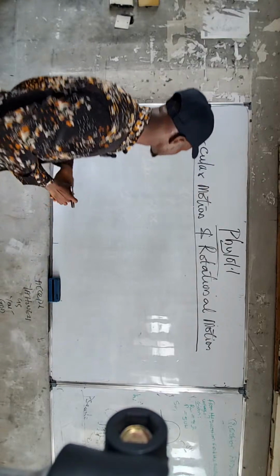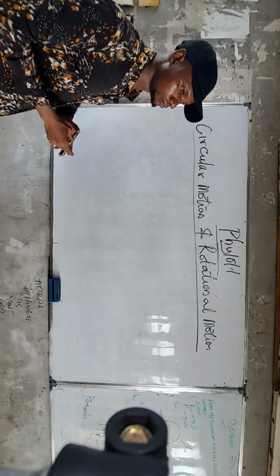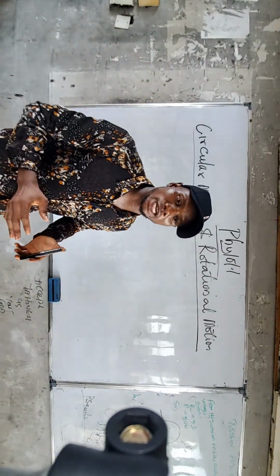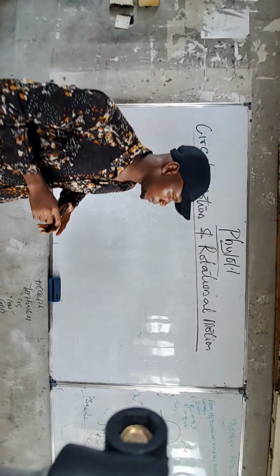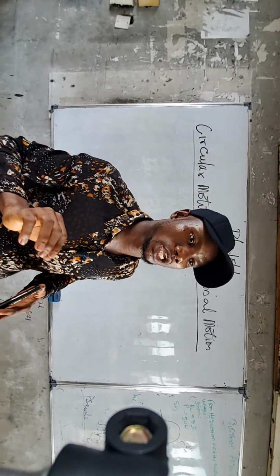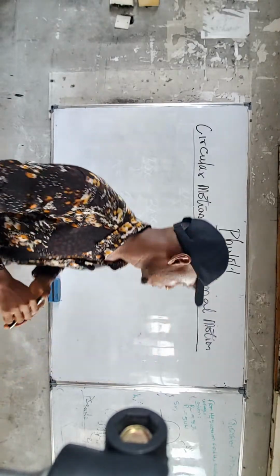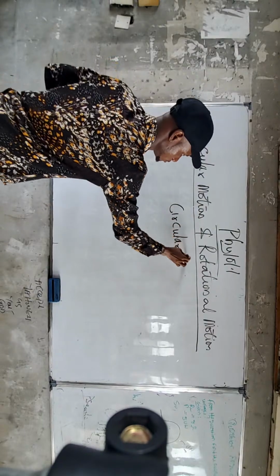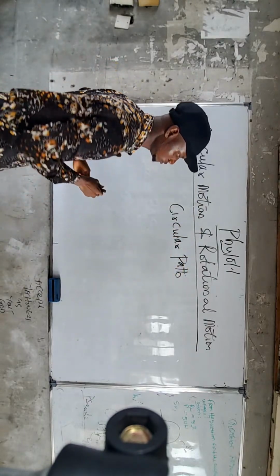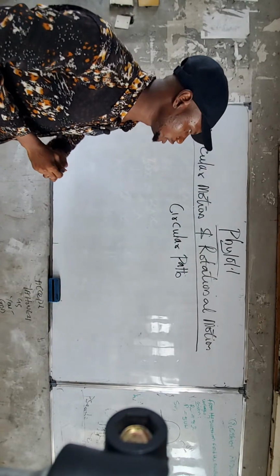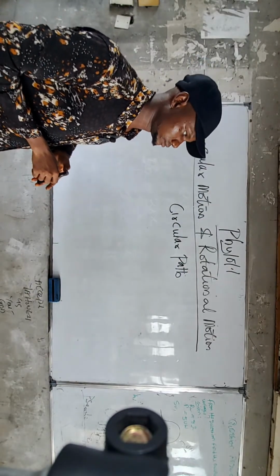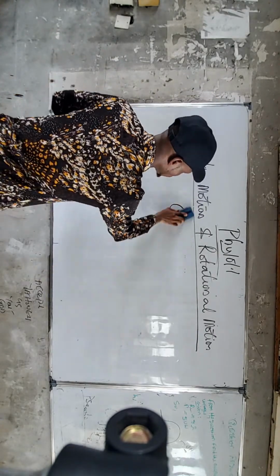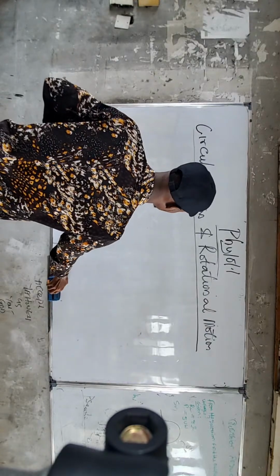Okay. Now let's start with circular motion here. Please write circular motion. Circular motion can be defined as a motion in a circle or circular path. Please take note. Circular motion can be defined as a motion in a circle or circular path. Okay? Now, when we are speaking about circular motion here, there are some formulas related to circular motion we have to know.